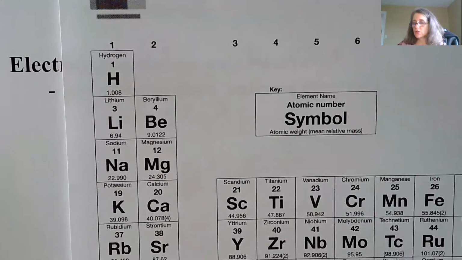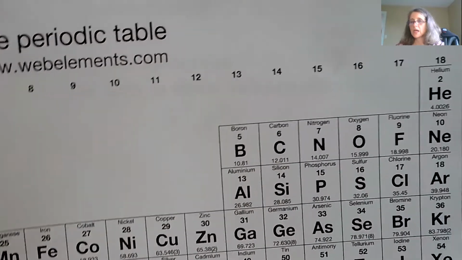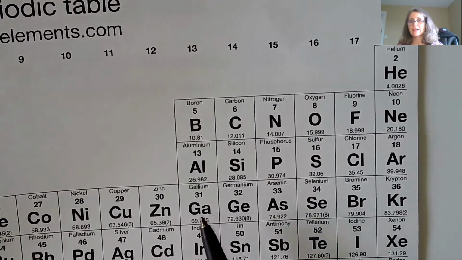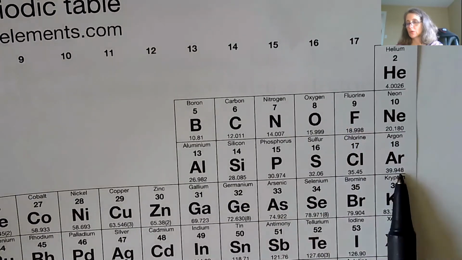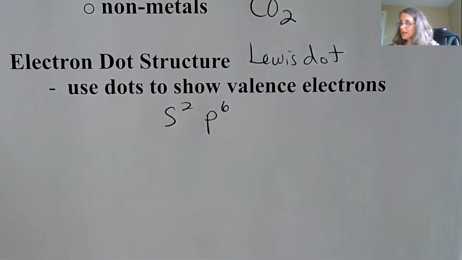So it's going to be the first two columns on the periodic table, the alkali metals and the alkaline earth metals. And then you're going to have the last 6 columns, including your halogens and your noble gases. So those are going to be, again, P1 through P6, and then S1 and S2. Those are going to be the ones we focus on the most for these.